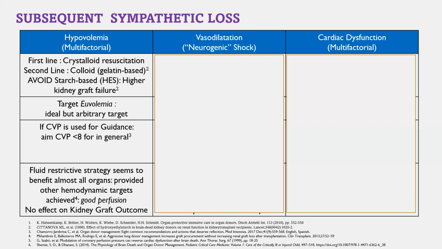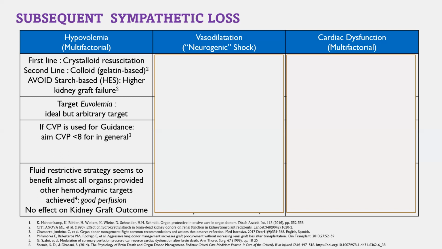Minambra's team have tried to answer this question, where they used a fluid restrictive strategy and it actually benefited all organs, having better function and graft function, less graft failure, as long as all the hemodynamic targets are achieved, like MAP, DO2, and lactate is low, perfusion is good, CRT is good, patient warm peripheries, and so on. So as long as hemodynamic targets are achieved, good perfusion, there is actually no need to use a liberal fluid strategy, even in targeted kidney procurement. So fluid restrictive strategy has no effect on kidney graft outcome. So do not be worried about that.